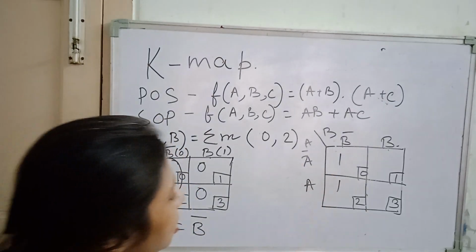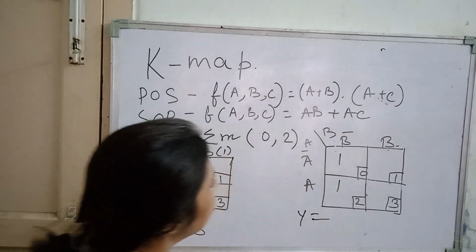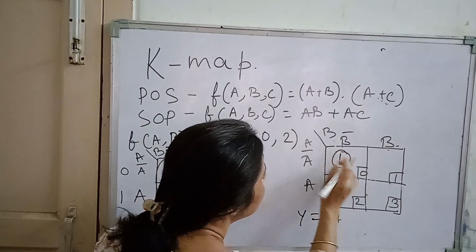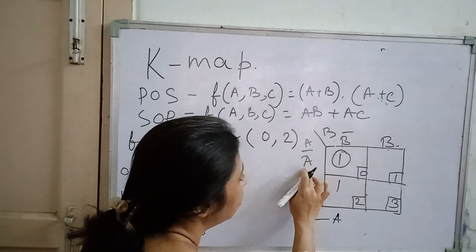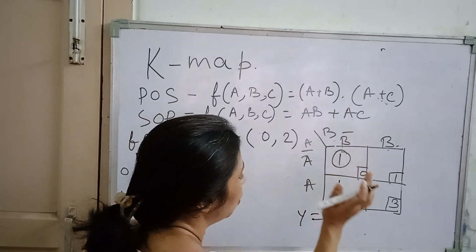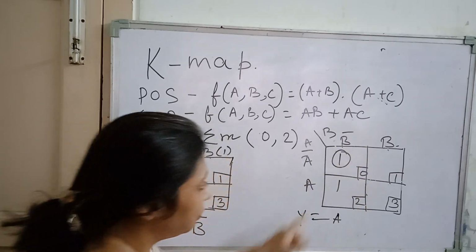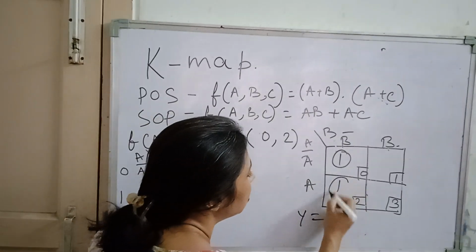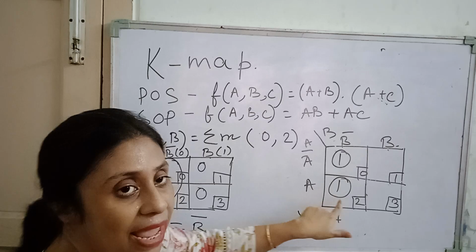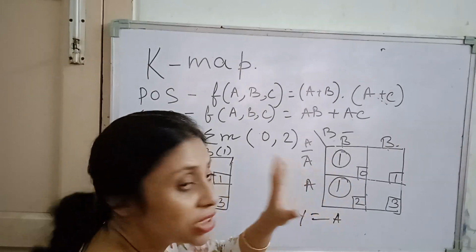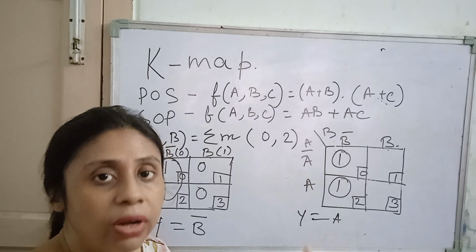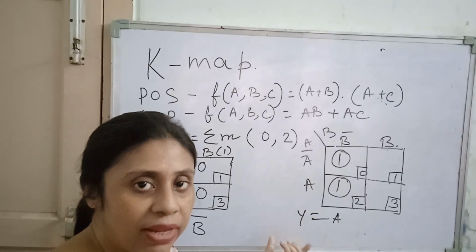So what is the expression before minimization? That is A bar B bar. For this one, see, this one is sharing A bar from row, B bar from column. So what is the expression for this particular one? A bar B bar. And for this particular one, what is the expression? A B bar. So what is the overall expression?